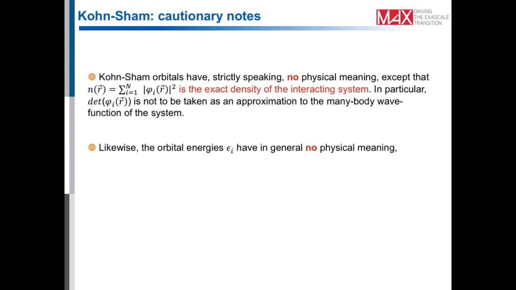Here I want to say something more about Kohn-Sham, because a few cautionary notes, right? So Kohn-Sham orbitals, when you get them, have, strictly speaking, no physical meaning, okay? Except that, of course, you can calculate the exact density of the interacting system from them. In particular, this determinant is not to be taken as an approximation to the many-body wave function. And likewise, the orbital energies have in general no physical meaning.